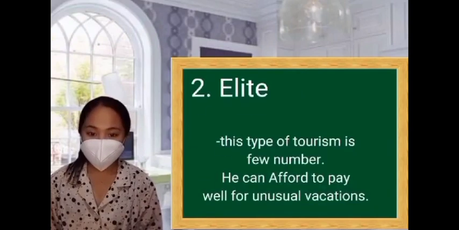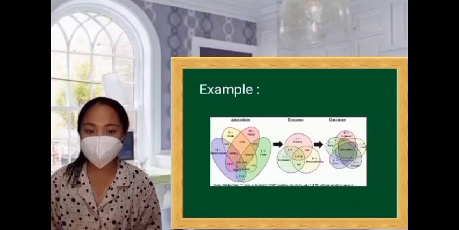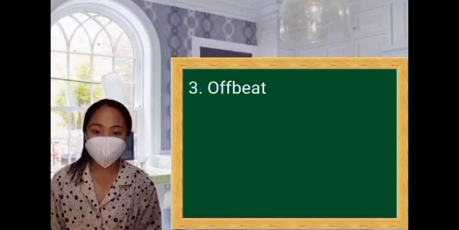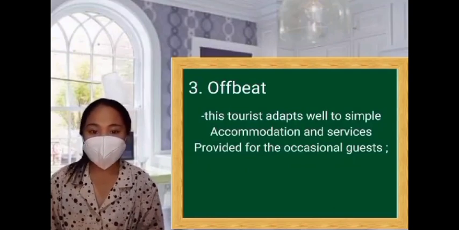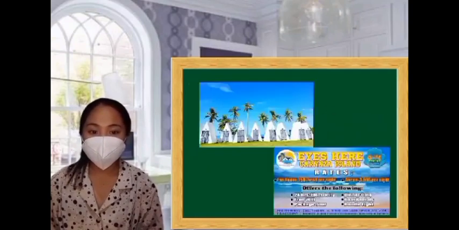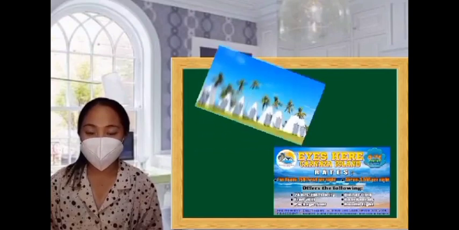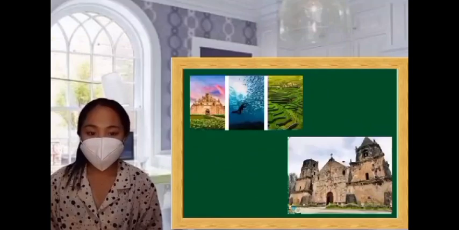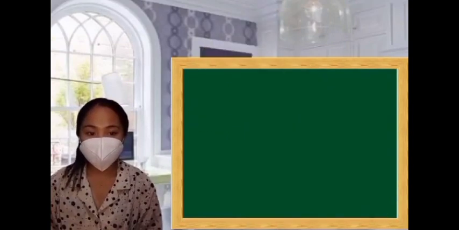Number 2, elite. This type of tourist is few in number. He can afford to pay well for unusual vacations. Number 3, offbeat. This tourist adapts well to simple accommodation and services provided for the occasional guest. Number 4, unusual tourist. This tourist loves sub-exotic cultural sites and the unusual and primitive sites as long as he can quickly and safely return to more familiar surroundings and groups.